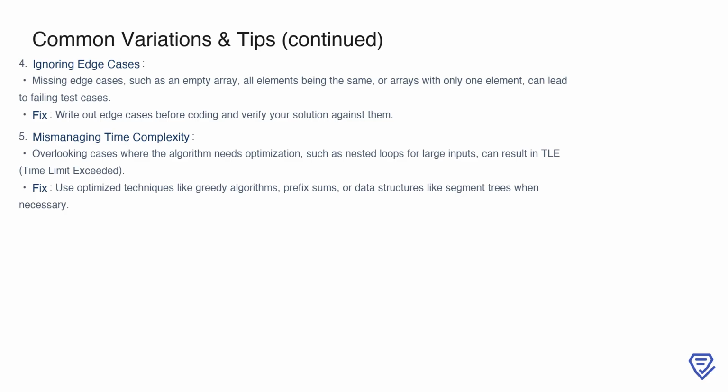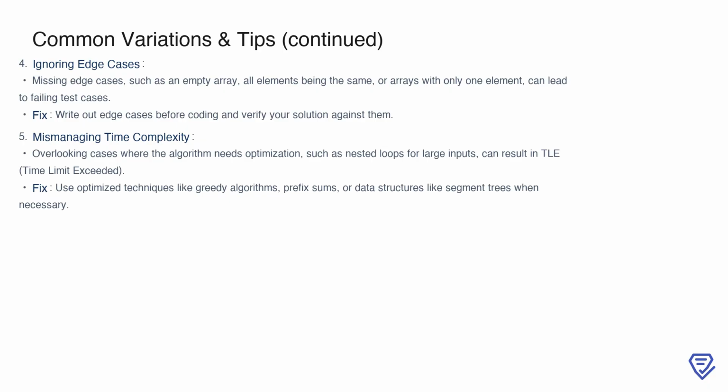Another critical area to watch out for is ignoring edge cases. Examples include arrays that are empty, contain only one element, or have all elements being the same. Missing these scenarios can cause your solution to fail specific test cases. A good habit is to write out potential edge cases before coding and ensure your solution handles them effectively.